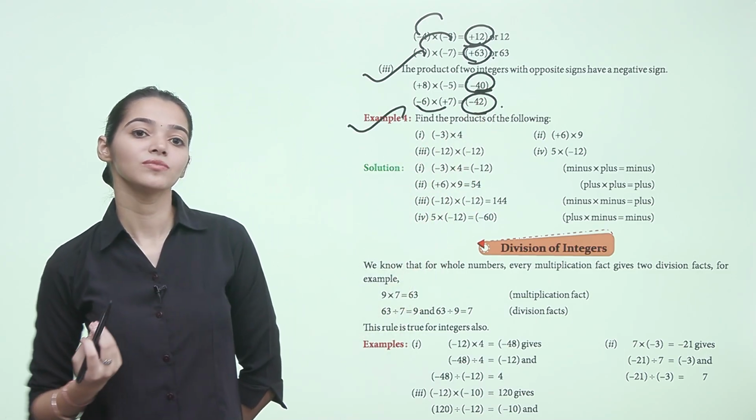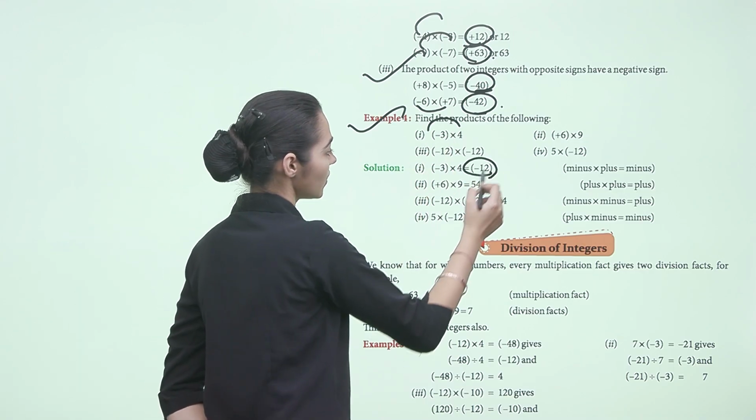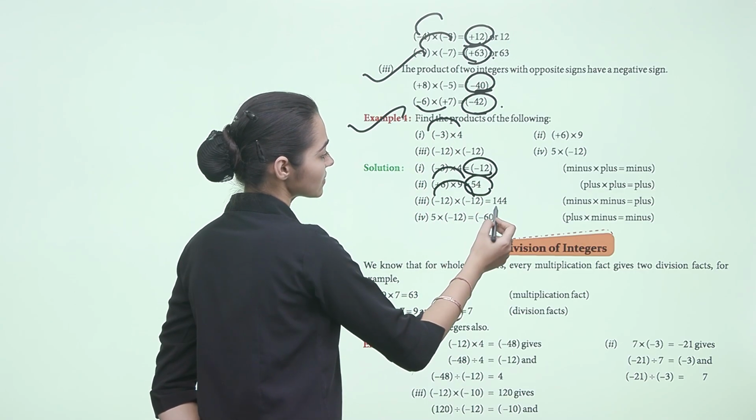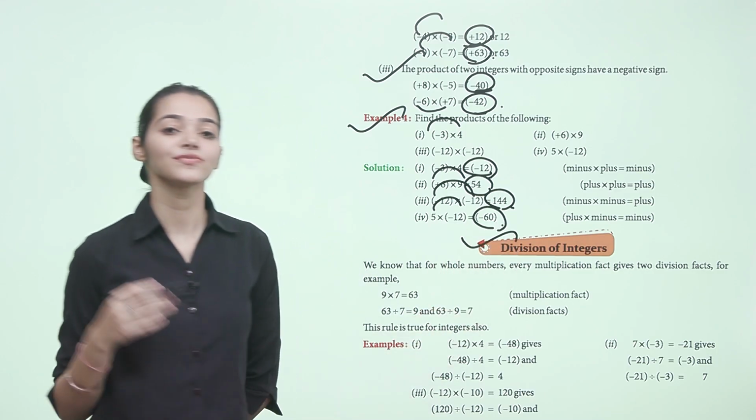Now let's look at example number 4. Here we have to find the product of the following. Minus 3 into 4, that is minus 12. 6 nines are 54, minus into minus is positive, and minus 12 into 5 is minus 60. Now let's look at the division of integers.